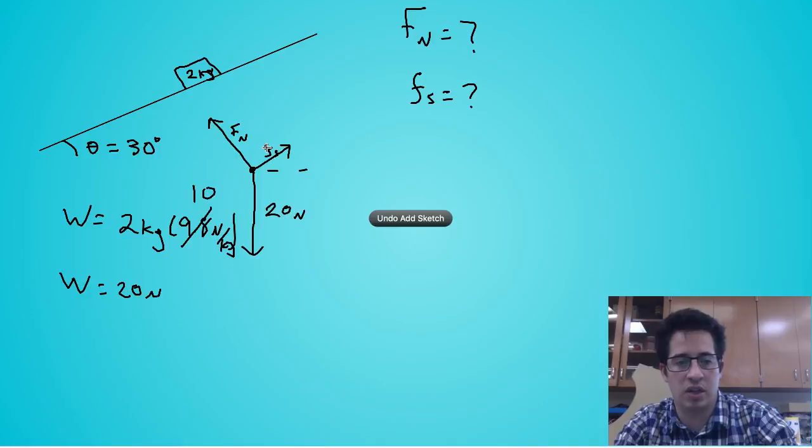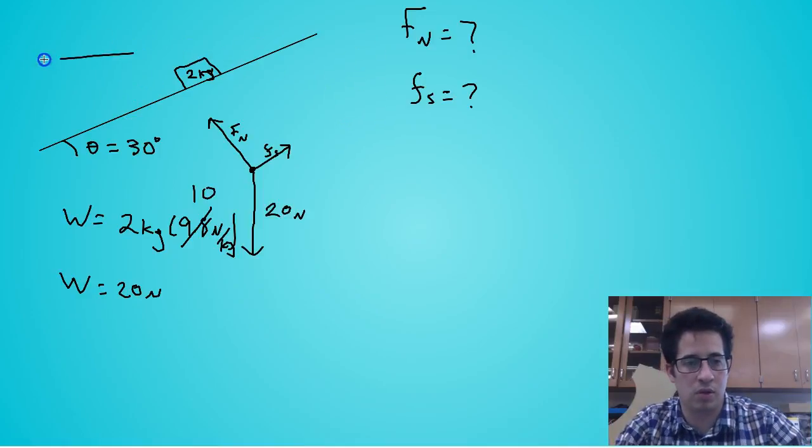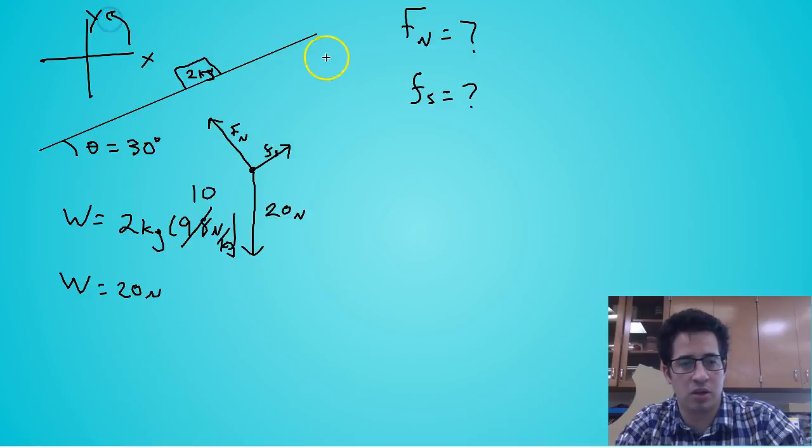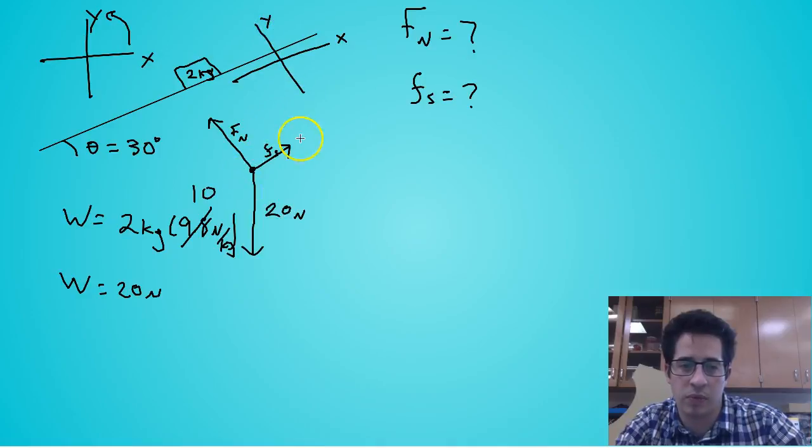But we can actually simplify this a little bit if we were to take our coordinate plane. Our xy plane is normally like this. What we can do is rotate our xy plane so that x is parallel to the ramp and y is perpendicular to the ramp. What that does for us is it makes it so that friction is all horizontal, normal force is all vertical, and then gravity is acting somewhere in between.